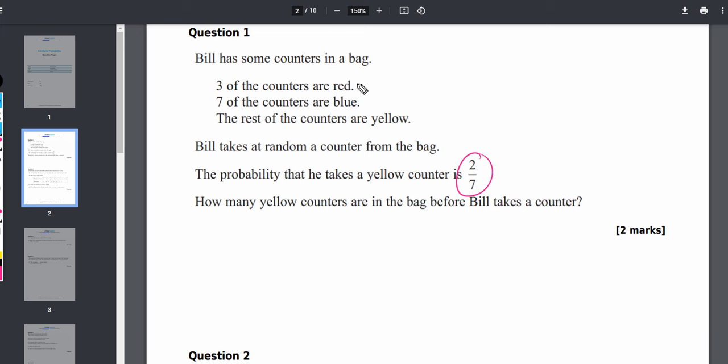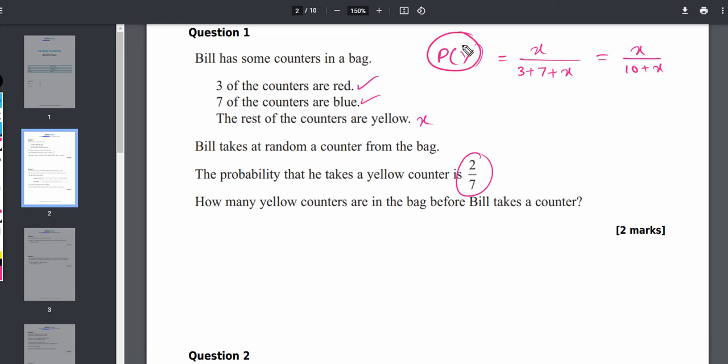So let's suppose we have 3 red, 7 blue, and X yellow counters. And we know that the formula for the probability is the possible outcomes over total outcomes. So let's suppose we want to find the probability of a yellow counter. I'll write it as P(Y), the probability of the yellow counter. P(Y) is equal to possible outcomes over total outcomes. The possible outcomes are X because there are X yellow counters, and the total outcomes will be 3 plus 7 plus X because there are 3 plus 7 plus X counters in total. So we can write it as X over 10 plus X.